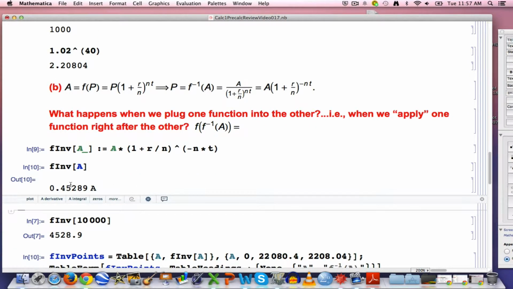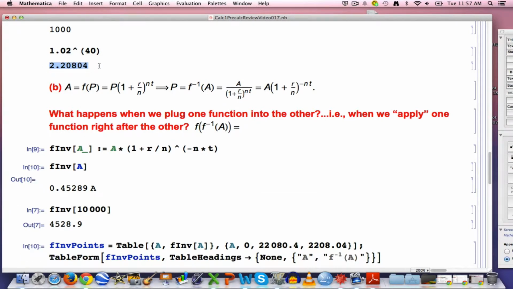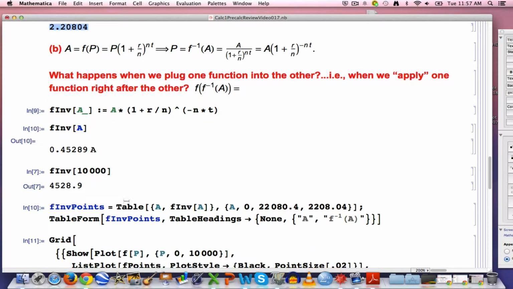There it is. That number 0.45289 is the reciprocal. It's 1 divided by 2.20804. It's the reciprocal of that number. And since a is directly proportional to p, it should make sense then that p would be directly proportional to a. I can once again use table and table form to make a table of values of this inverse function, though you'll notice that I'm specifying how the values of a are going to change in kind of a strange way. I'm starting at 0 and then going up to 22,080.4 in increments of 2,208.04.